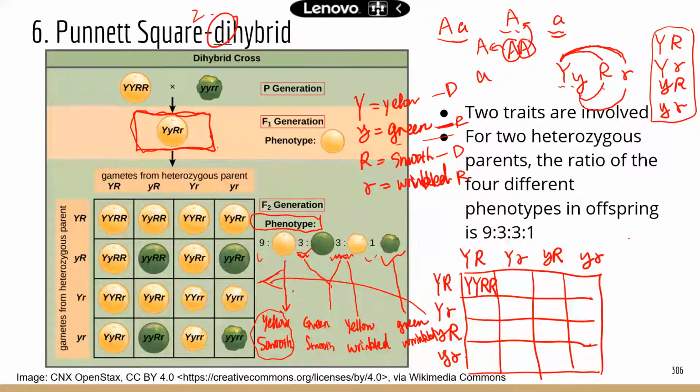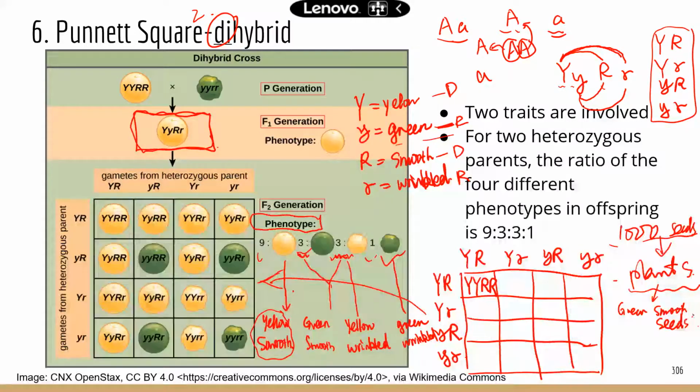If I say we collected 1,000 seeds and we plant all of them and they all grow to adult plants, how many of the plants are going to have green, smooth seeds? Okay, first thing you need to figure out, green is recessive, but smooth is dominant. So this is the group of individuals with 1 dominant trait, 1 recessive trait. So that's going to be the number 3 in the ratio, right?